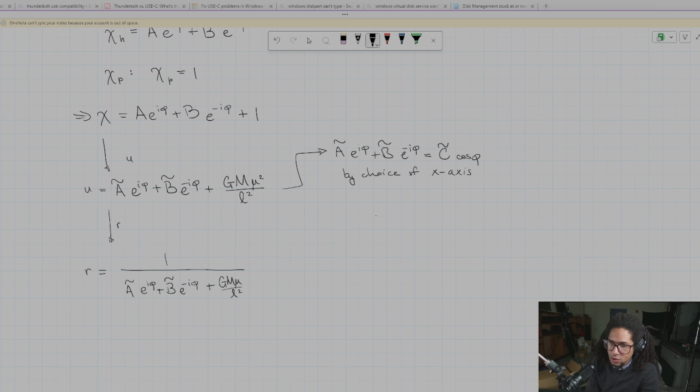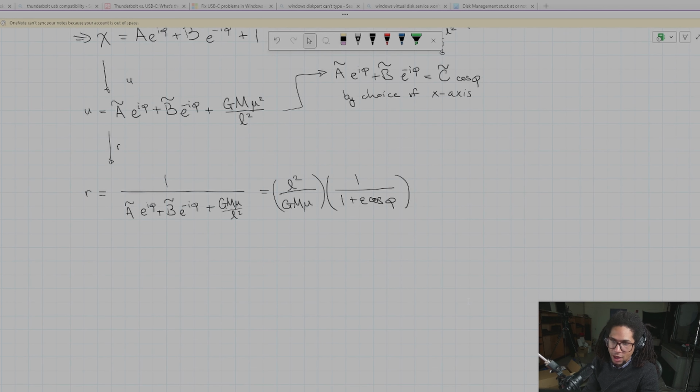Okay, so now let's come down here. And sorry, before we go on, let me also note that we can figure out what c tilde ought to be. C tilde will be G M mu squared over L squared times what we'll call epsilon. We'll come back to this epsilon. All right, so let's pull out our L squared over G M mu now. And then what's left is 1 over 1 plus epsilon cosine of phi. All right. And this is our final equation. But we still need to unpack it.